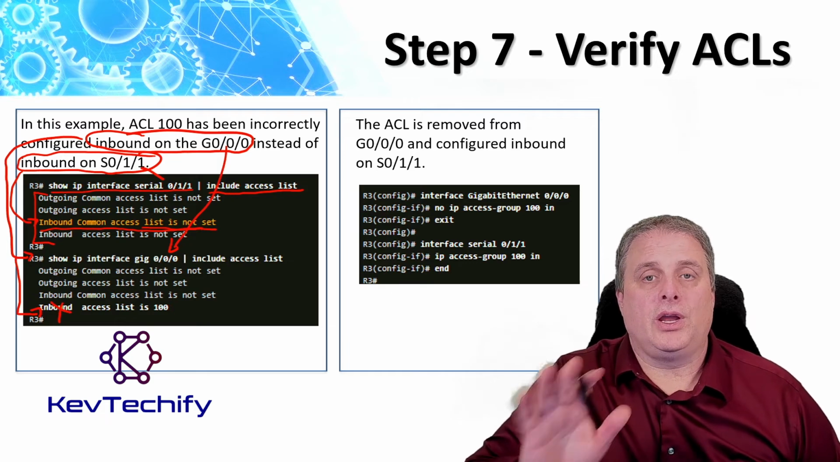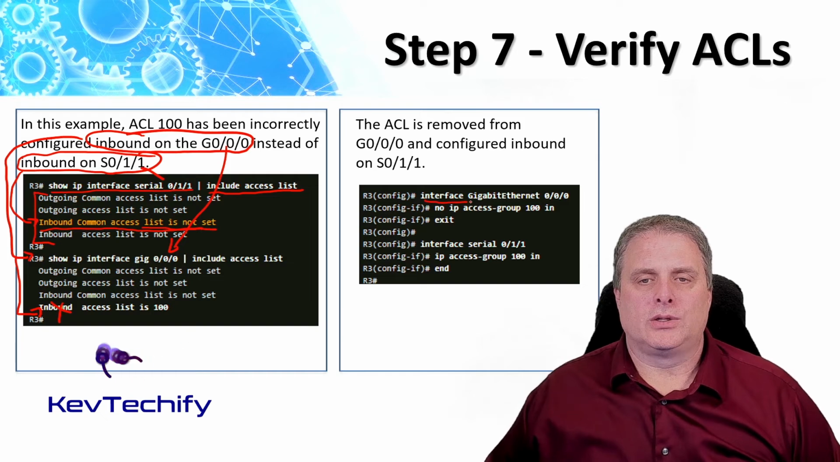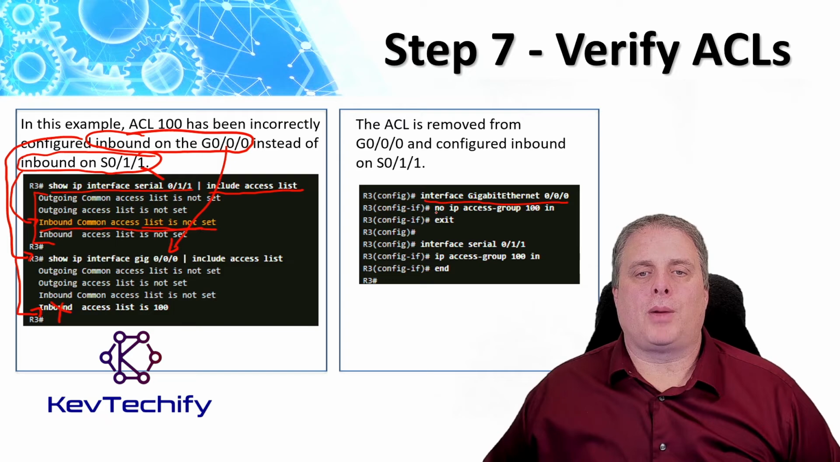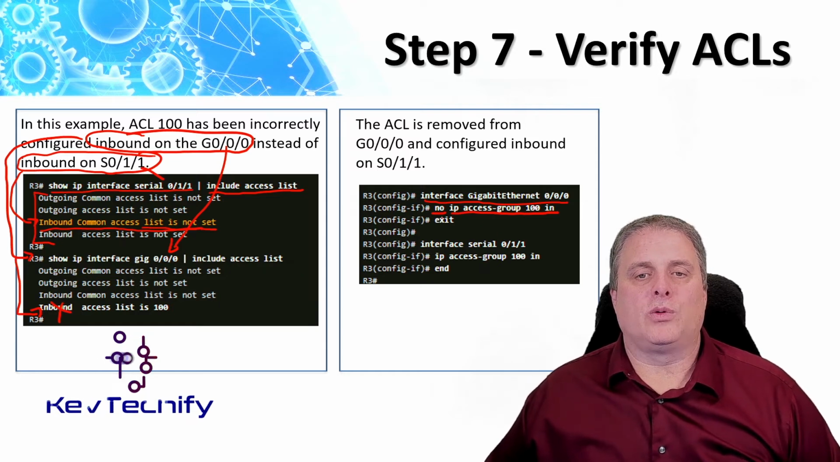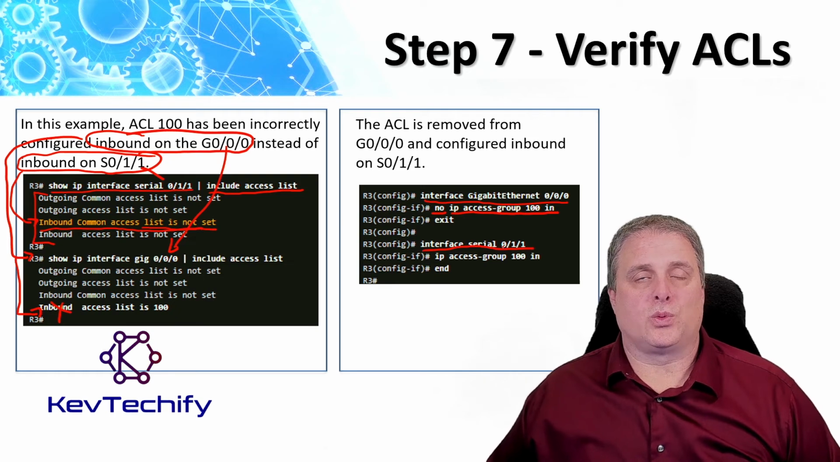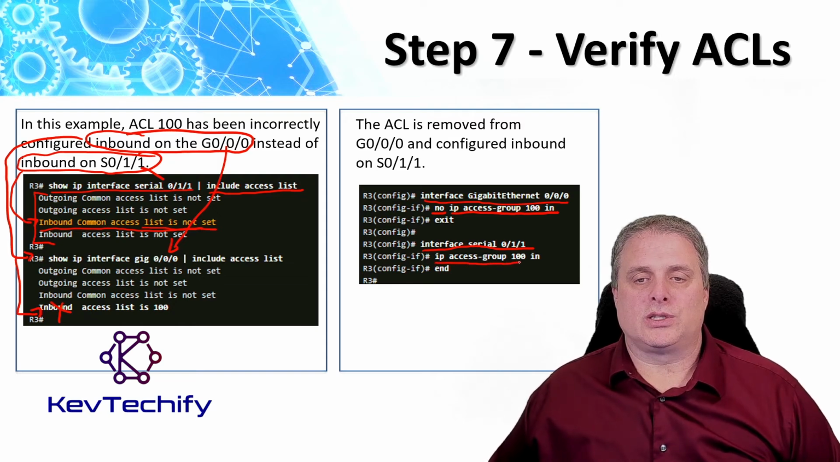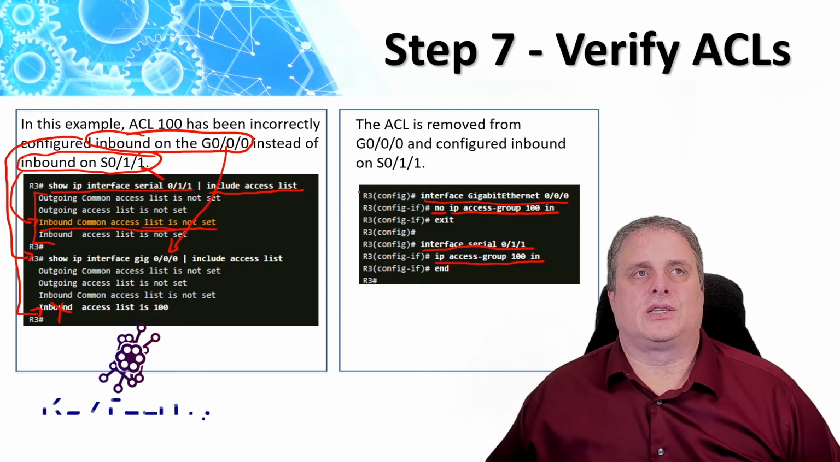Now, to do that, you have to go into the interface where it was improperly applied. So we're going into the gig 0/0 interface where it was improperly applied. Remove it by putting the word no followed by the ip access-group 100 in, the line that we have in our running config. That will remove it. Then we go back into the correct interface where access control list 100 should be applied, serial 0/1/1, and we set that access control list 100 will be applied to inbound traffic. So you have to go in and look at your access control list.